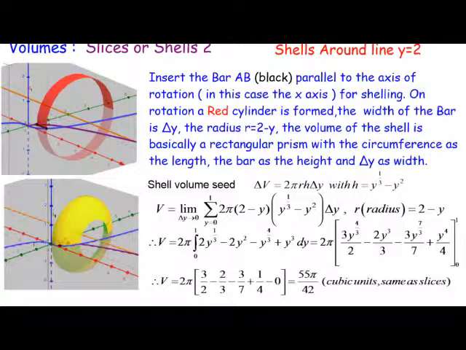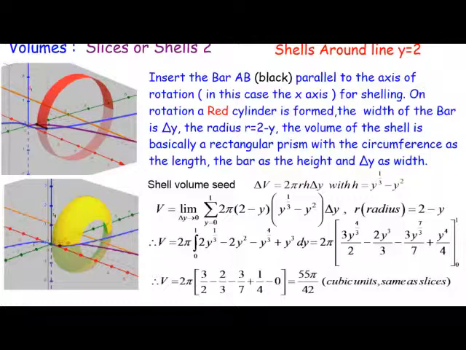You can see here that the height is the actual length of the bar, which is the function of y, and the width is obviously delta y. Now the radius, as I was saying before, is just 2 minus y. You need to multiply these, expand the brackets, and work out the volume, which is 55 pi on 42. Very similar to before, you just have to watch the radius, I guess you could say.